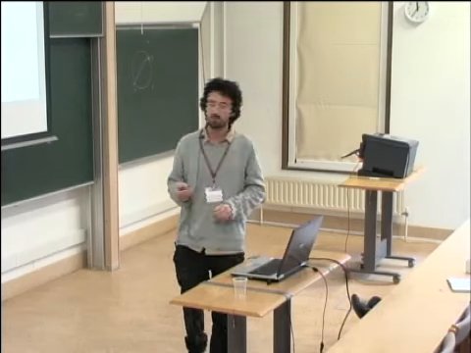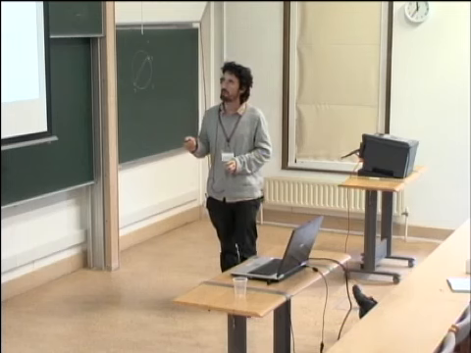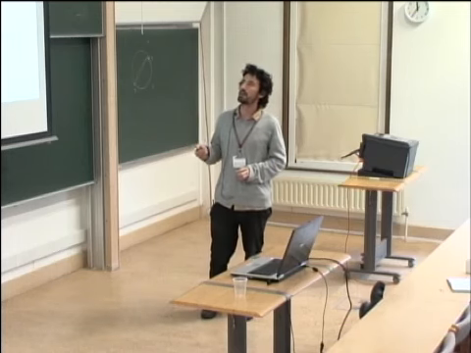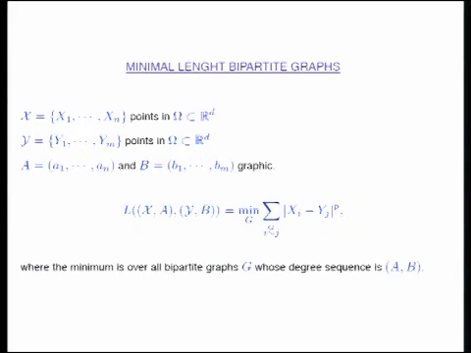So now to reformulate the problem, imagine that you have n points in your domain omega, and m points in your domain omega, blue and red, for example. You have some degree sequence: you want x1 to have degree a1, xn to have degree an, and so on, and the same for the y's. And you assume that the sequence is graphic, so there is a bipartite graph which matches them. And you want to look at the graph which minimizes the sum of the distances to the power p.